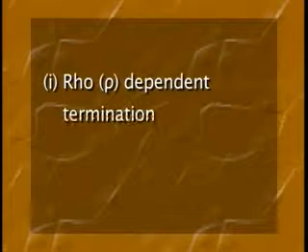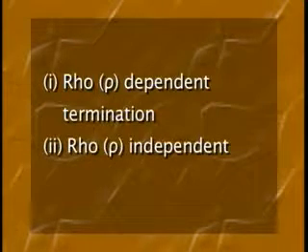The termination signal, whenever found on DNA, can be of two types: Rho-dependent termination and Rho-independent termination. First, let us discuss Rho-dependent termination and then Rho-independent termination.